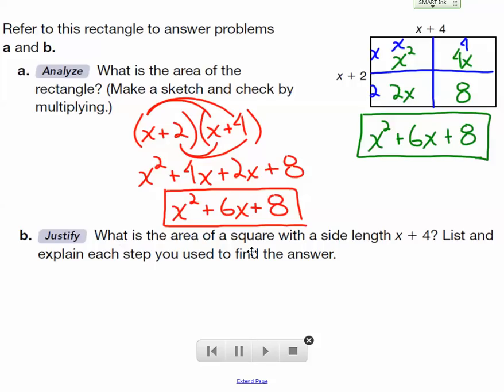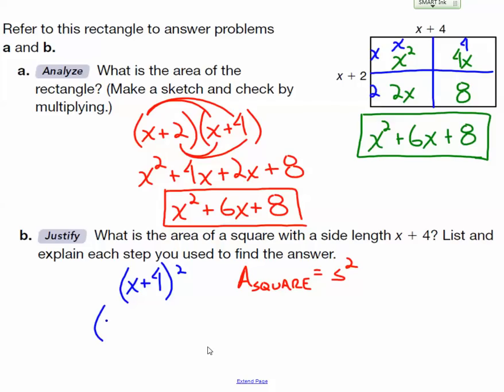Down here it says, what is the area of a square with a side length of x plus 4? List and explain each step you use to find the answer. Well, the area of a square is its side length squared. Since its side length is x plus 4, we'll do x plus 4 squared. Then we can rewrite that as x plus 4 times x plus 4. That's just the definition of exponents or squaring something, because s squared should equal s times s, so x plus 4 squared should equal x plus 4 times x plus 4.